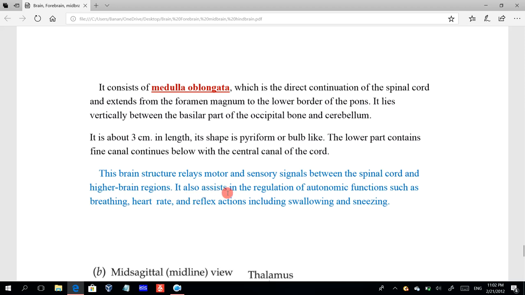It also assists in the regulation of autonomic functions such as breathing, heart rate, and reflex actions, including swallowing and sneezing. All these autonomic functions are regulated within the medulla oblongata.